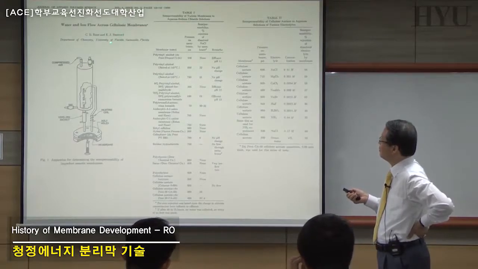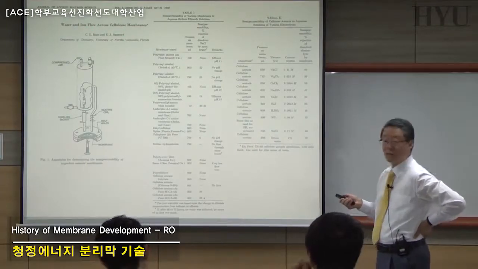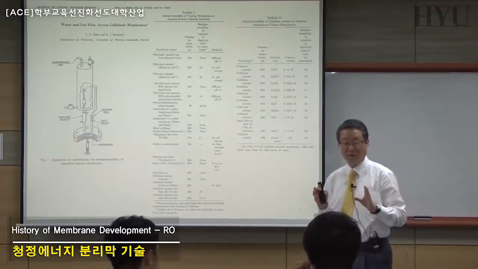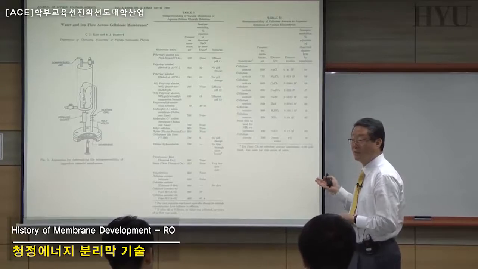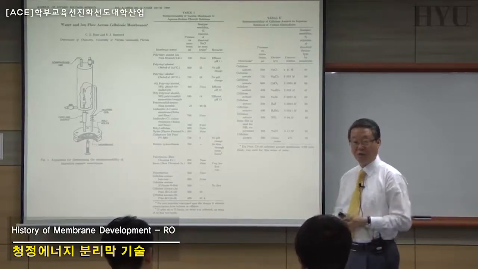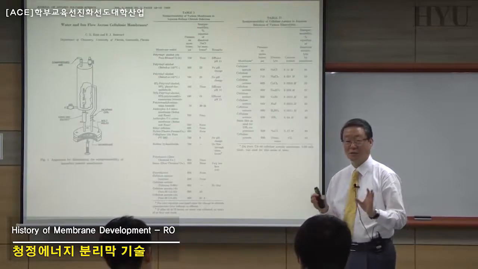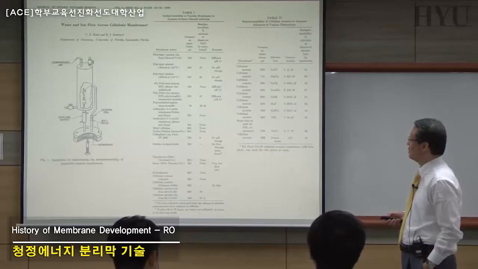The authors are Wright and Breton at the University of Florida in Gainesville, and it's about water and ion flow across cellulose membranes. I'm sorry, I should have sent you the PDF file of this lecture, so you don't need to worry about the writing and so on. I should have given this to you before the class.